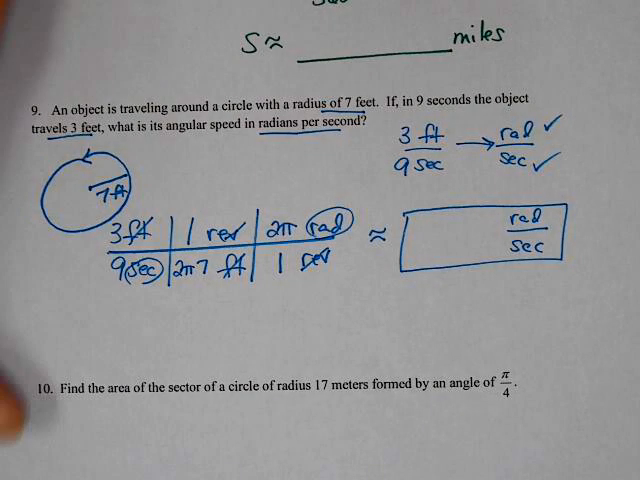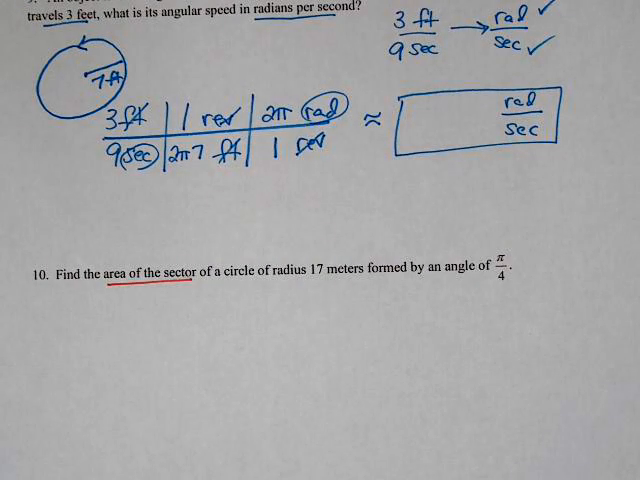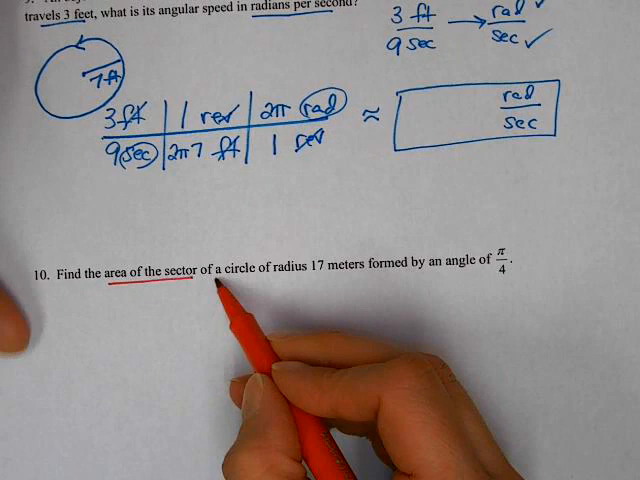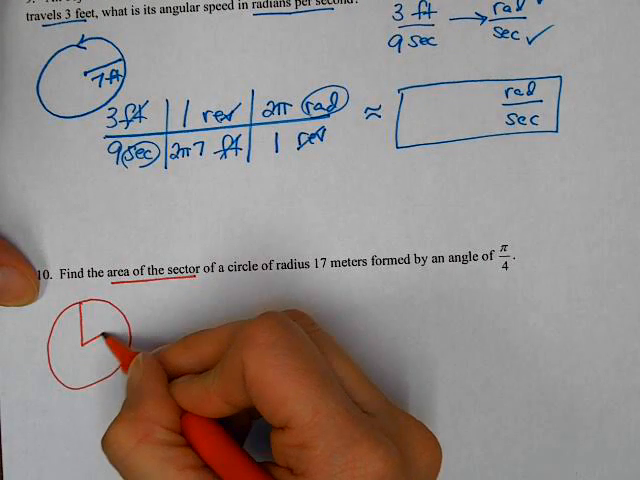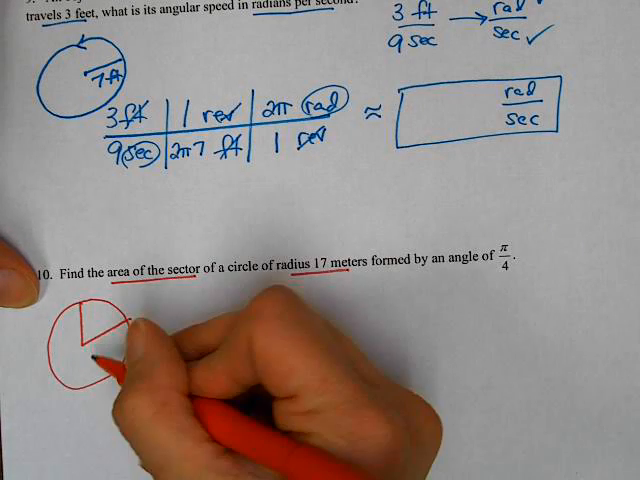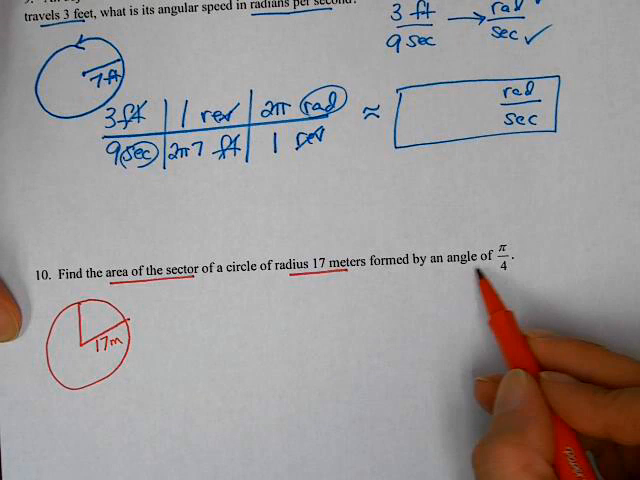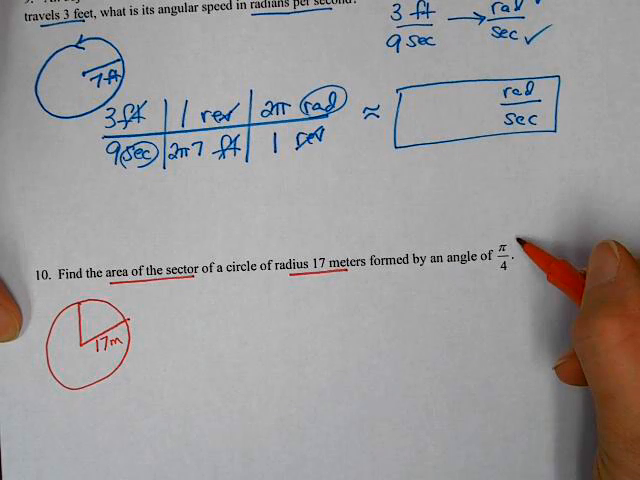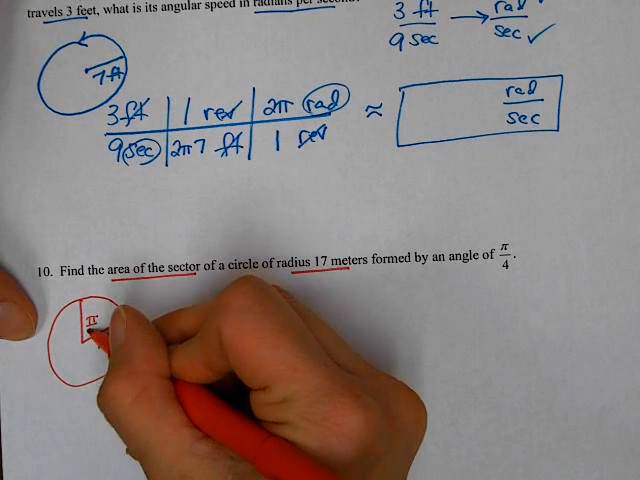Okay, last one. Find the area of a sector of a circle. Let's draw a circle. A sector is like a piece of it, like a piece of pie. The radius is 17 meters. And the angle is pi over 4. There's no degree bubble, so this must be radians. Looks like radians, and it's pi over 4.